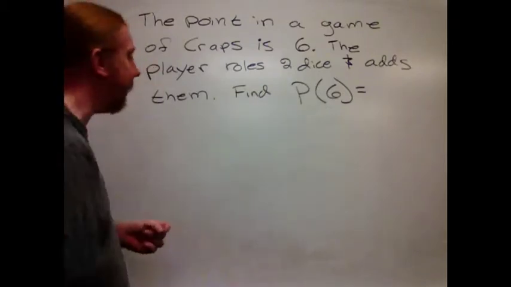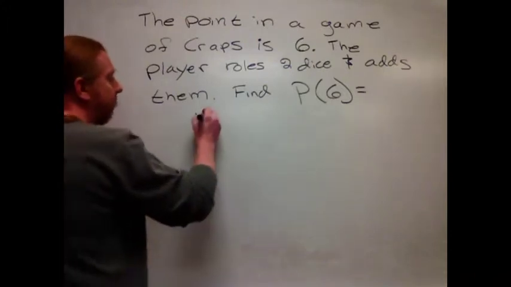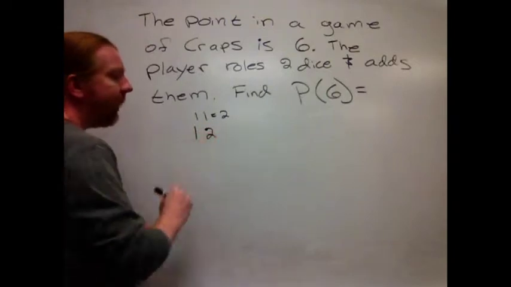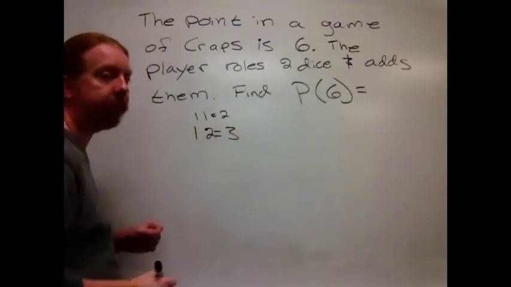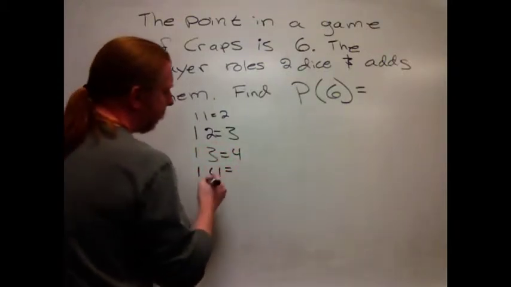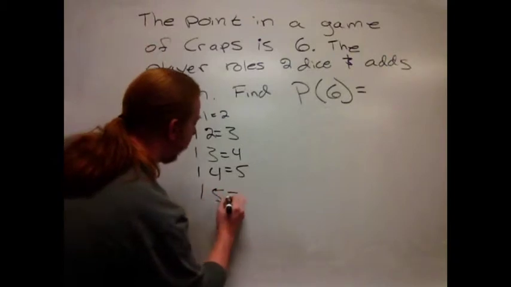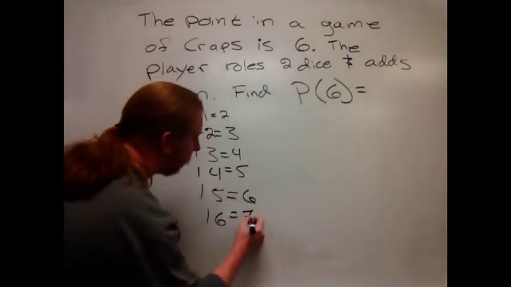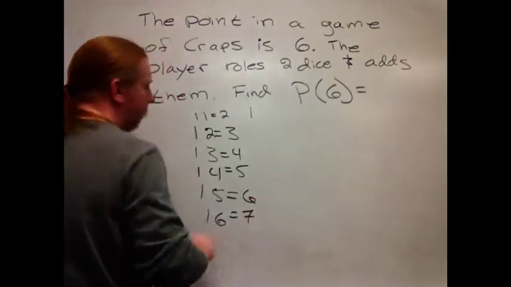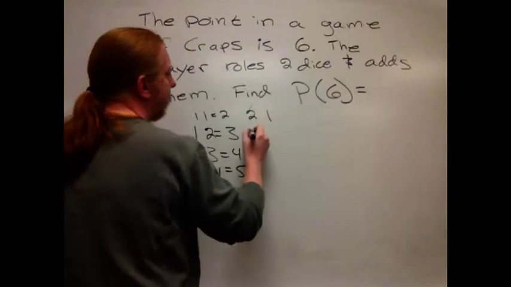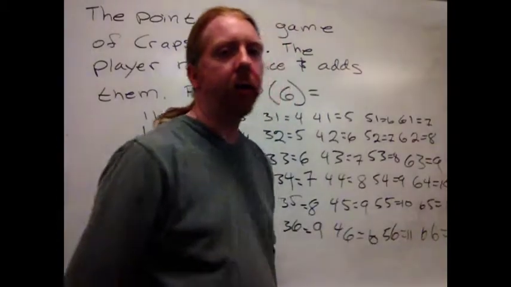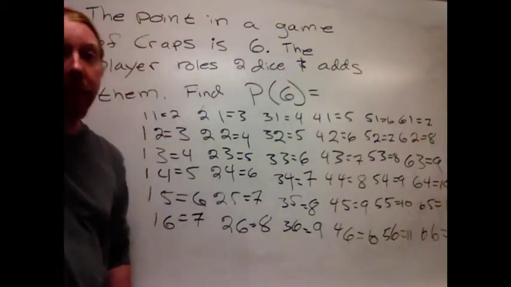For example, on my first die I can roll a 1, and on the second die I can roll a 1 as well, for a total of 2. Maybe I roll a 1 and a 2. That would be a total of 3. And then maybe a 1 and a 3 for a total of 4, 1 and 4 for a total of 5, 1 and 5 for a total of 6, 1 and 6 for a total of 7. And then I should go on to look at the other possibilities. So 2 and 1, 2 and 2, and so on, up to 6 and 6 is 12. There. All the outcomes are up here finally.